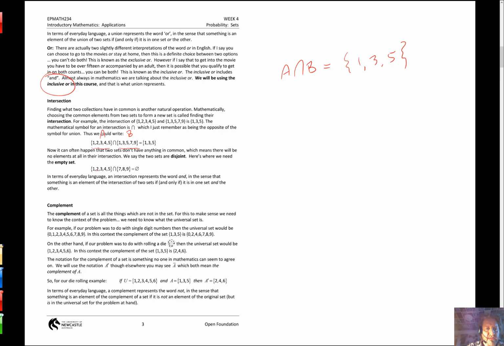Look at this next question. I've got 1, 2, 3, 4, 5, intersection with 7, 8, 9. There's no elements there that are in both, so it's equal to the empty set. Okay? And that's where we say the two sets are disjoint. If there's no overlap between them, no elements in both, then they're disjoint. They're quite unrelated. Okay, and there's no elements at all in their intersection. Okay, so yes, I think of intersection as and or overlap.